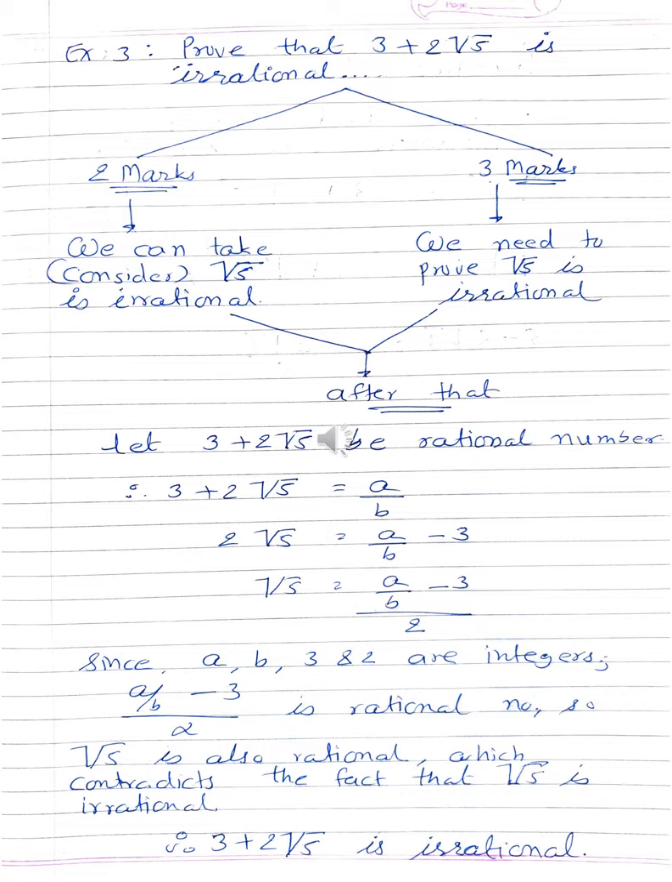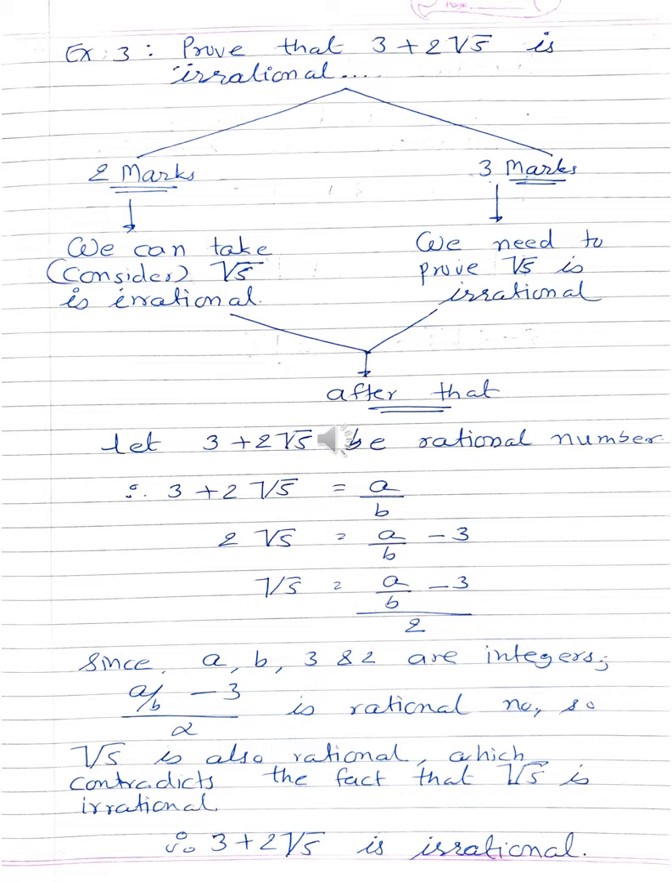So listen, if the question is of 2 marks, you can assume root 5 as an irrational number first of all, and if the same question is of 3 marks, you need to prove root 5 is an irrational number. After that, these are the common steps you need to do, whether the sum is of 2 marks or 3 marks. Let's see what we have done.